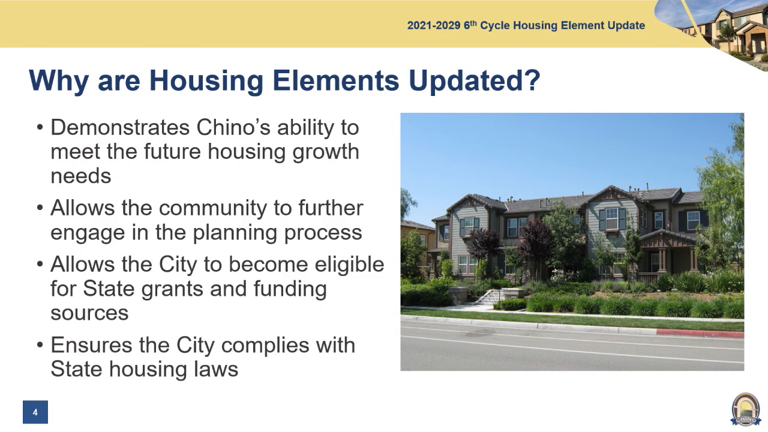A couple of the key points: it demonstrates Chino's ability to meet their housing needs. It allows the community to engage in the process. It also allows the city to remain qualified for a number of state grants and different funding sources. Some of these are tied directly to housing element certification, so it's important to make sure the city ultimately gets an adopted and then certified housing element. And lastly, it ensures the city complies with all state housing laws.